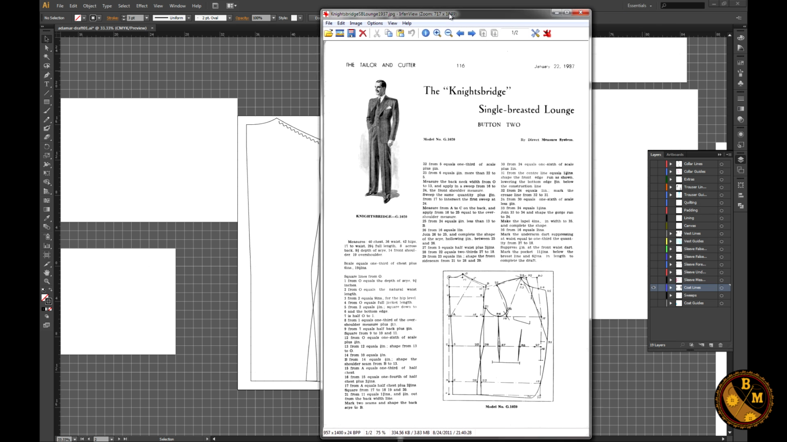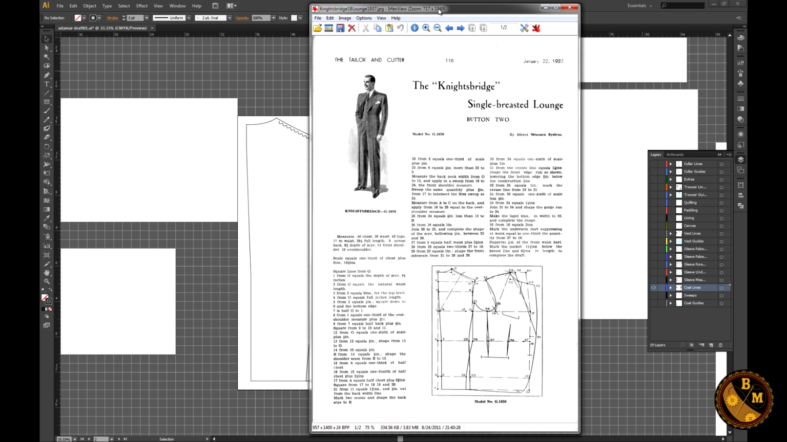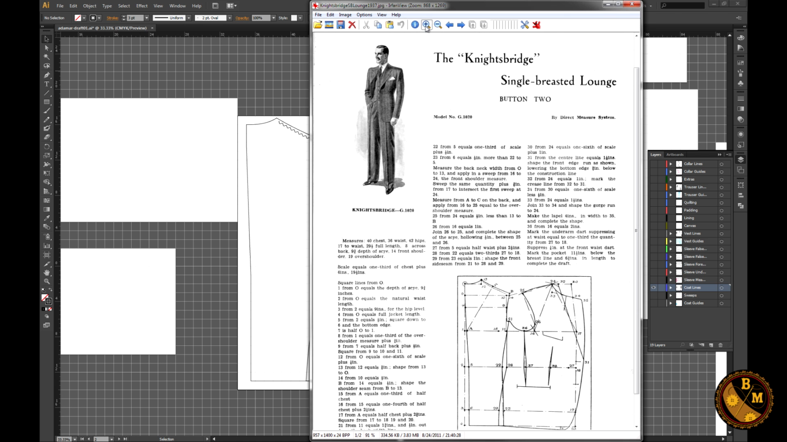This is the original page of the draft. It's from 1937, giving step-by-step instructions from 1 to 0, from 0 to all these. You have to follow these instructions precisely and then use this pictorial version of the draft as a guide, and also look at the way this person looks in the sketch to know what you're making. This was a style called the Knightsbridge. They gave it that name in 1937.